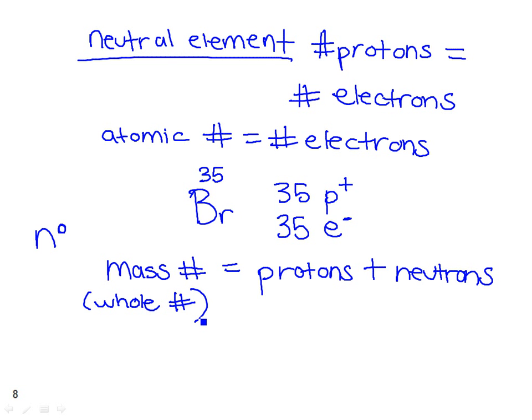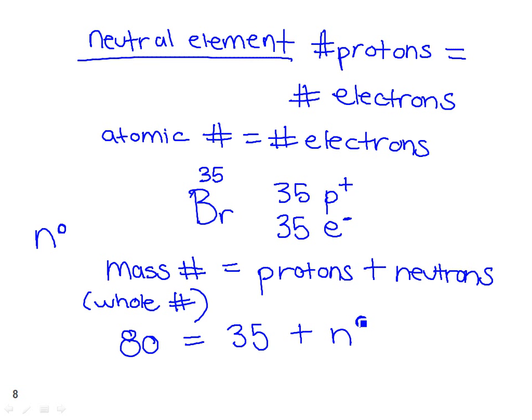But for now, let's just say that the mass number that was given to you for bromine is 80. So we're given a mass number of 80. We know that our number of protons is 35, but we do not know neutrons. Really, if you're given any two of the three variables, you can solve for the other.